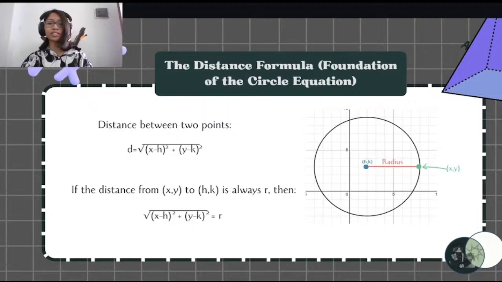This formula is the reason why the circle equation works. Every point on the circle is exactly r units away from the center. That idea comes directly from the distance formula.